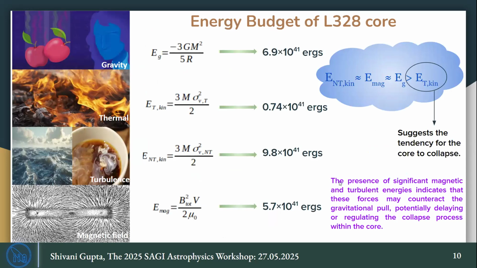As we already found the magnetic field strength, we can compare the energy budget of the L328 core by comparing their gravitational energy, thermal kinetic energy, non-thermal kinetic energy, and magnetic energies. Here we can see that the thermal kinetic energy is less by a factor of 10, which suggests there is a tendency for the core to collapse, but the presence of significant magnetic and turbulence energies indicates that these forces may counter the gravitational pull, potentially delaying or regulating the core collapse process.